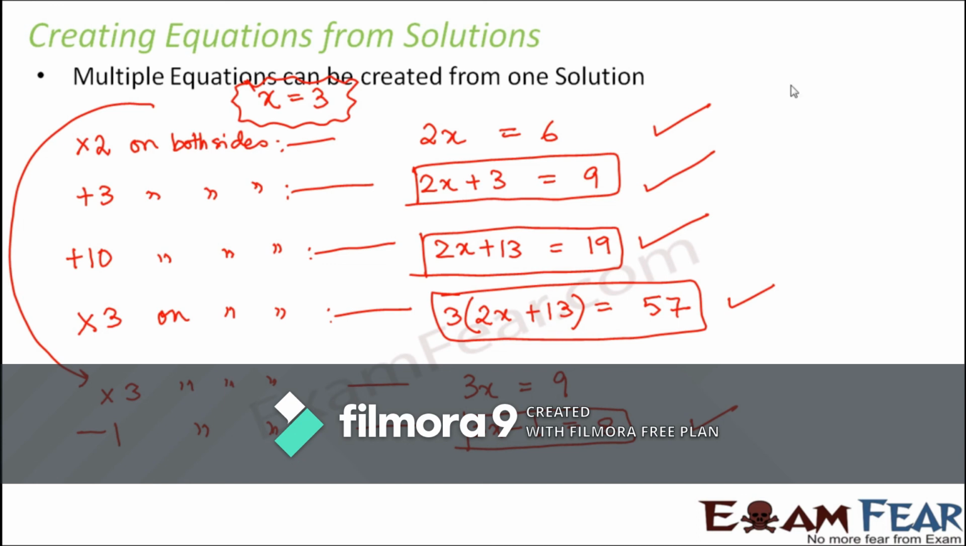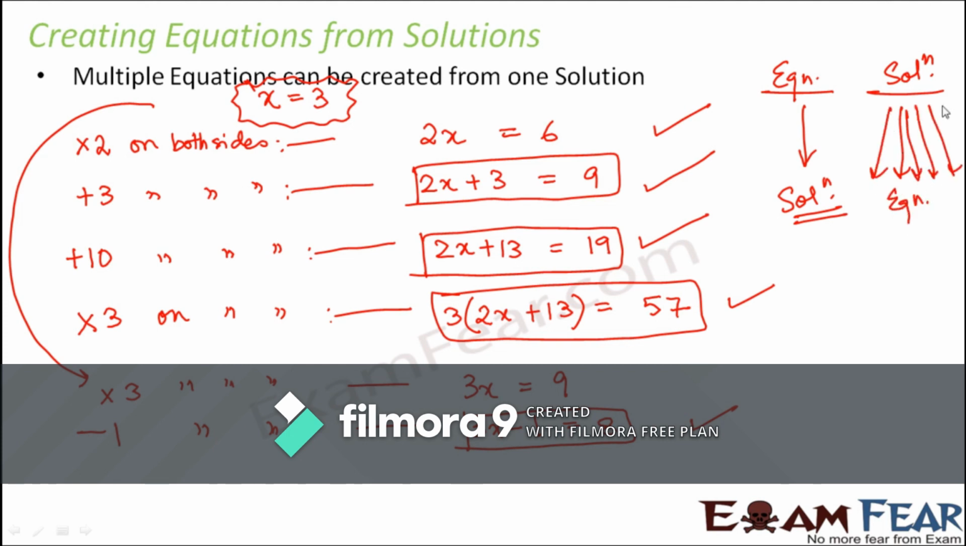So if you are given one equation, you get only one solution for that equation. So basically the number of solutions for an equation is limited. But when the solution is given, how many equations can you make? You can actually make multiple equations. So for one equation you have a specific solution, but for one solution you have multiple equations. So that is one beautiful thing that we conclude from here.